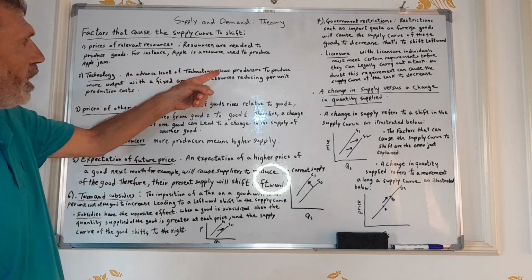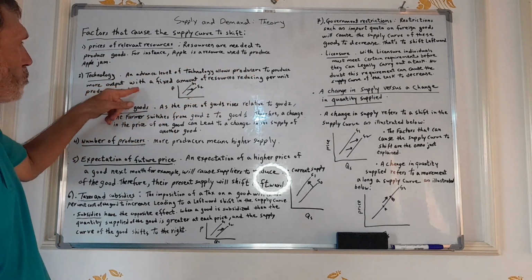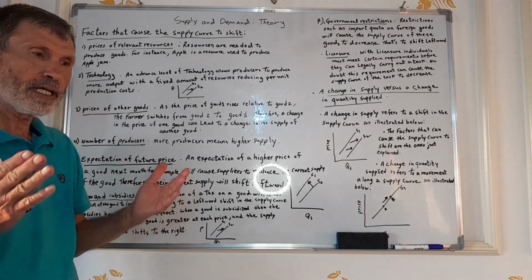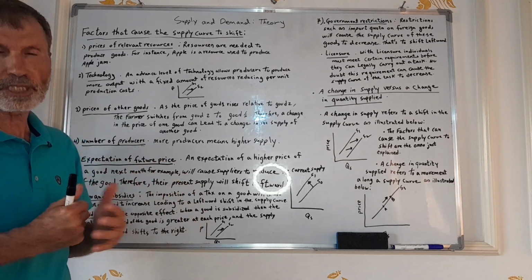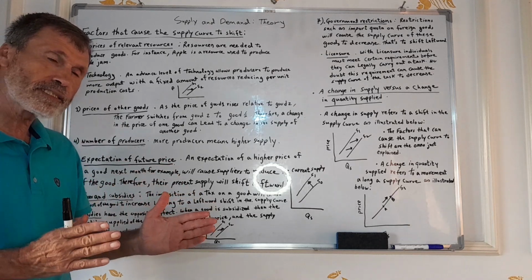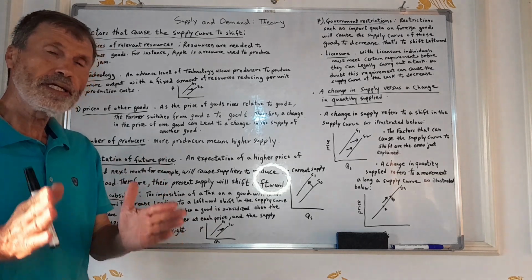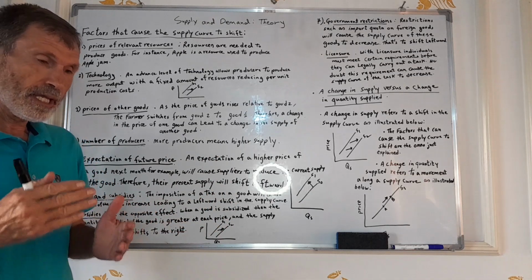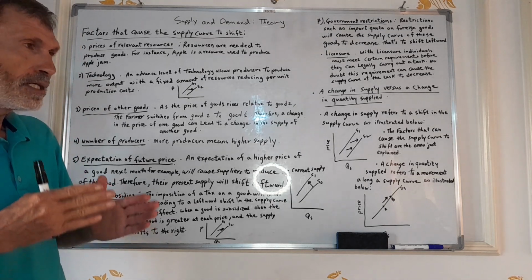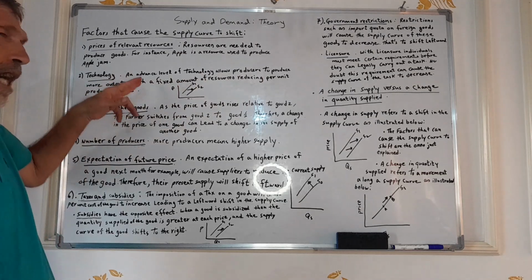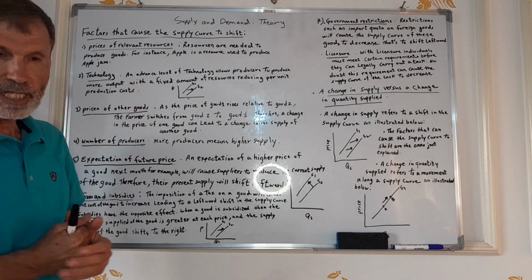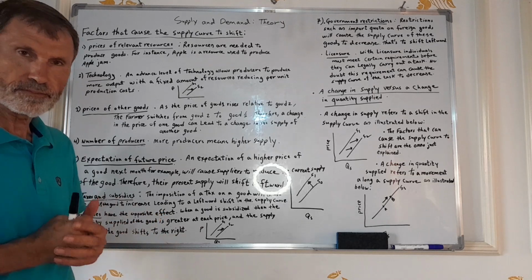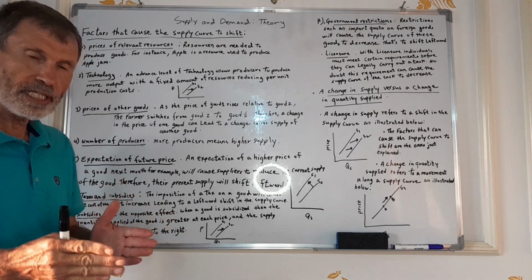An advanced level of technology allows producers to produce more output with a fixed amount of resources, reducing per unit production cost. What actually is technology? What do we mean when we say technology? Technology basically is the body of skills and knowledge concerning the use of resources in order to produce goods and services. So, usually an advanced level of technology will allow the producer to produce more output with a fixed amount of resources. Let me give an example. If it takes $10 to produce 10 units of a good, this means that the per unit cost is $1.